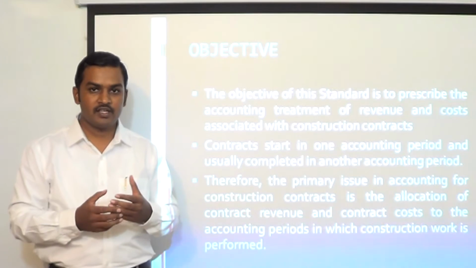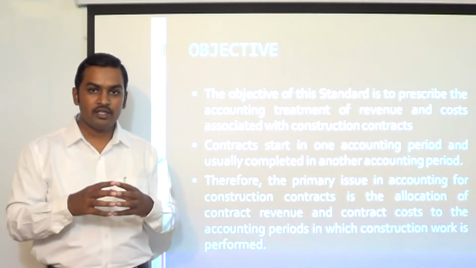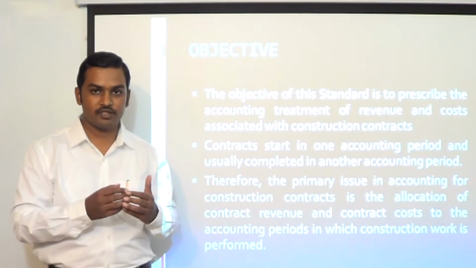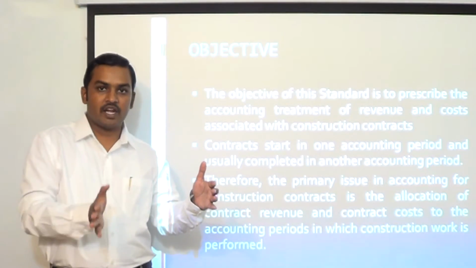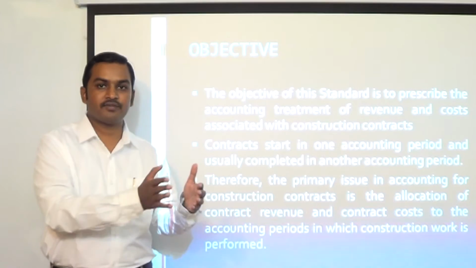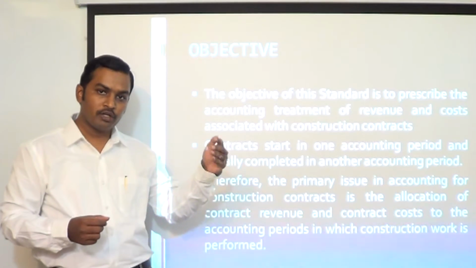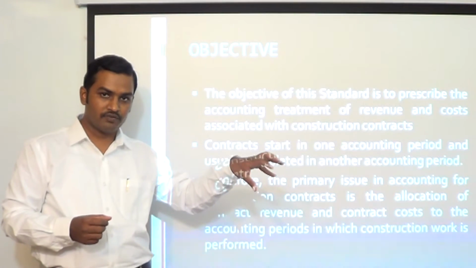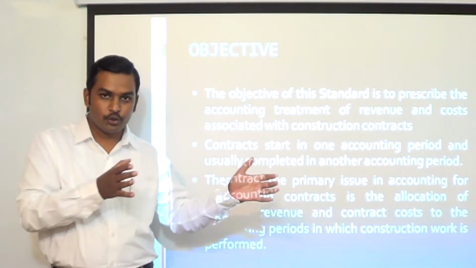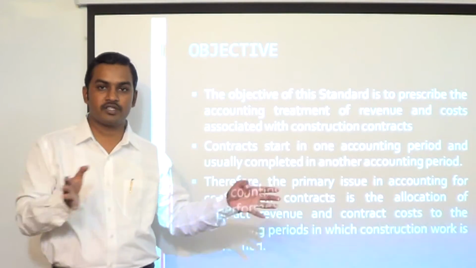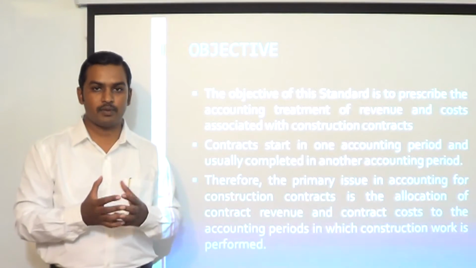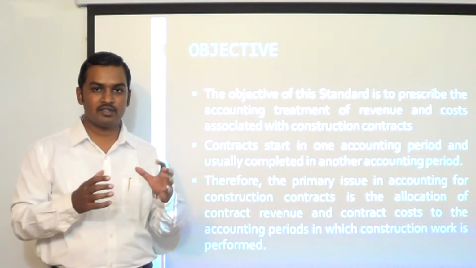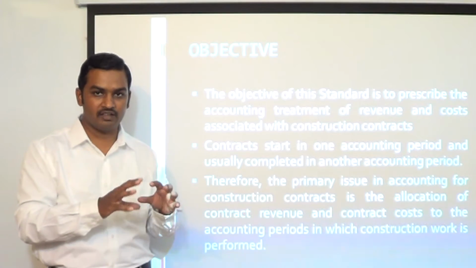So what may happen is, if you show the profits only in the year of completion, there will be a mismatch. Construction activity is carried out over a period of time, and if you show profits only in the year of completion, you are showing nothing in the year in which the work was done. So this can be a mismatch. There can be a mismatch between the result and the activity. That means the result is not shown in the year of activity.